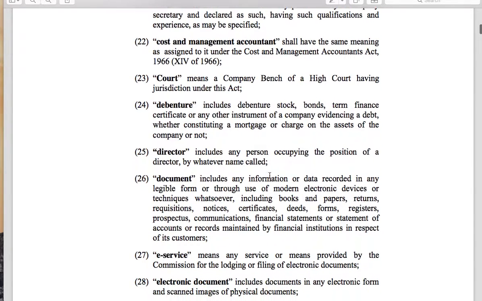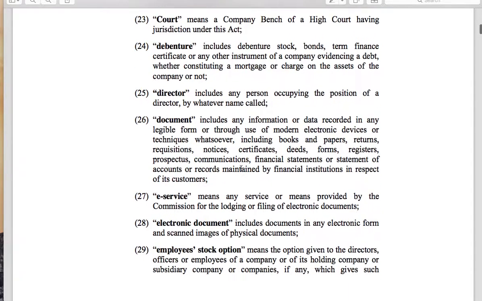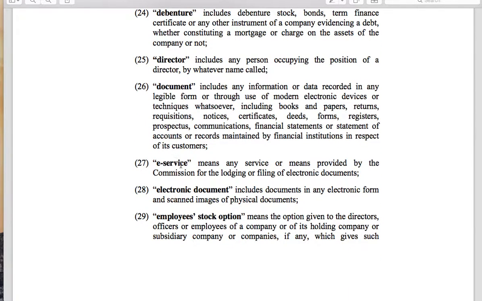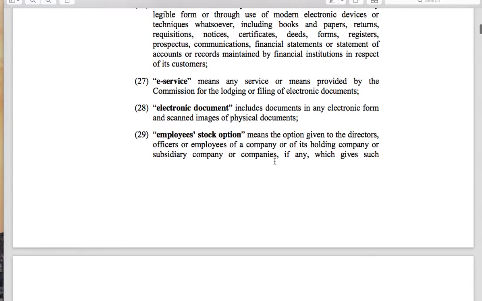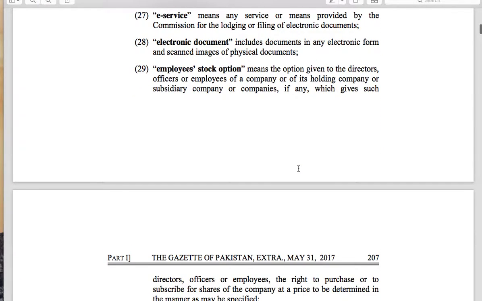Then other definitions like the director, document, e-services. You just saw the e-services on the SECP website, where the company secretary has to make all the compliances with different forms. Employee stock option has been introduced, so that employees can be given shares.